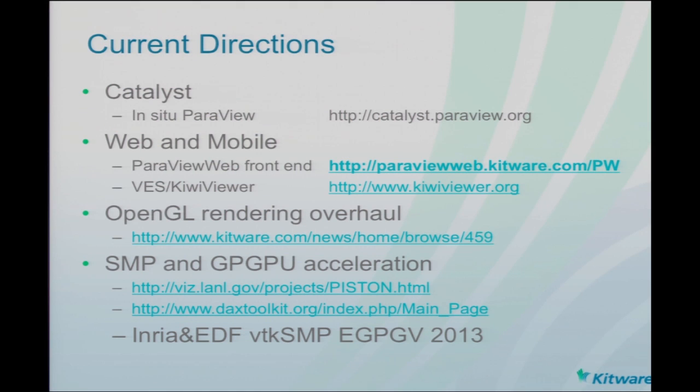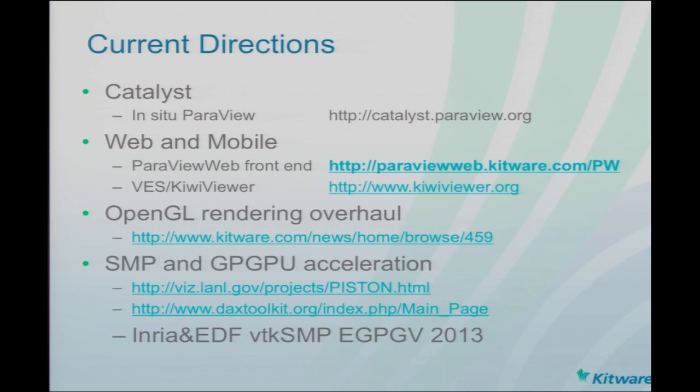Before I get into focusing on the large data features of it, I'm just going to describe what I see as the current directions ParaView is going in. ParaView 4.0 was really a restructuring of the source code to produce something called Catalyst, which is used for in situ data processing, which both Joe and Hank have talked about somewhat.